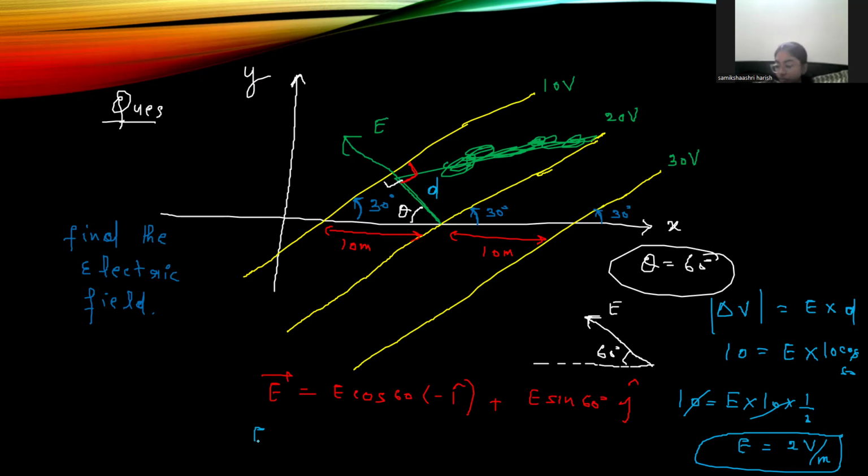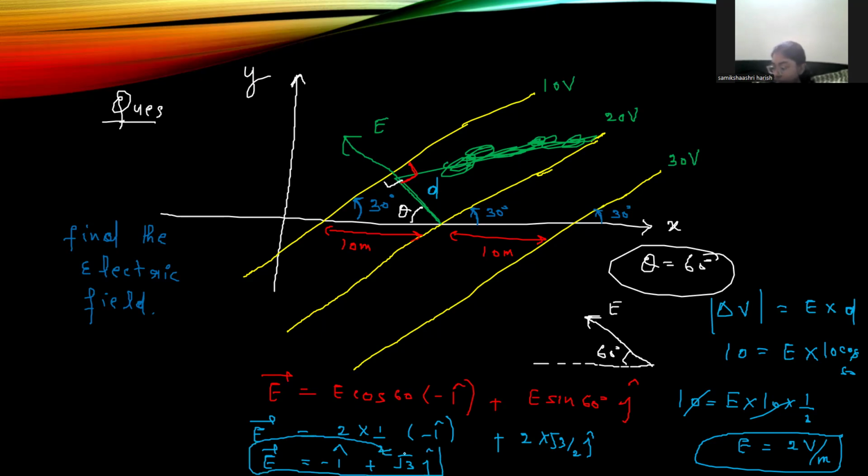Put this value here and you will get the answer: 2 cos 60, 2 sin 60. So you get the answer: minus i cap plus root 3 j cap. Understood?